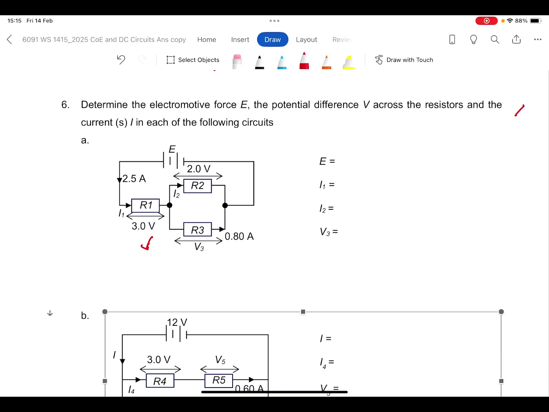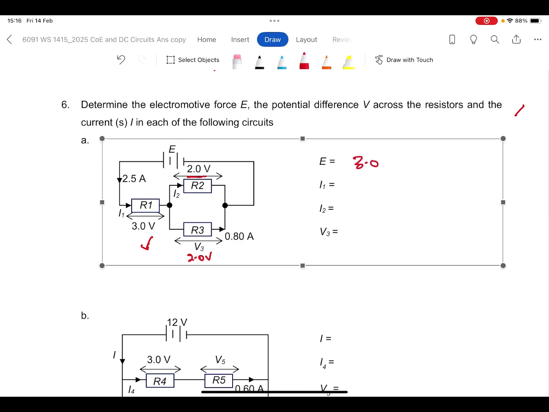Then the potential difference across the parallel part is 2 volts. Note that these 2 volts here are the same as V3. So it's also 2 volts here because this part is parallel, therefore V is constant. So it's 2 volts across there. Since the parallel part is 2 volts and the potential difference across R1 is 3 volts, therefore the EMF will be 3 plus 2, which is 5 volts.